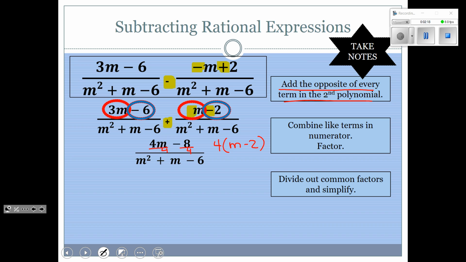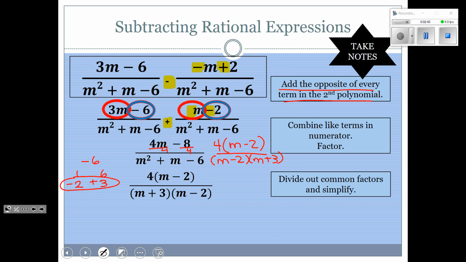That's factoring the numerator. For the denominator, we have a quadratic trinomial with a leading coefficient of 1. So we're going to use reverse FOIL. We think of factor pairs that multiply to get a negative 6, but add to get a positive 1. So when I factor that, that would be m minus 2 and m plus 3. That's something we've been doing a lot, so hopefully you remember how to do your reverse FOIL. Okay, so there's what I had.